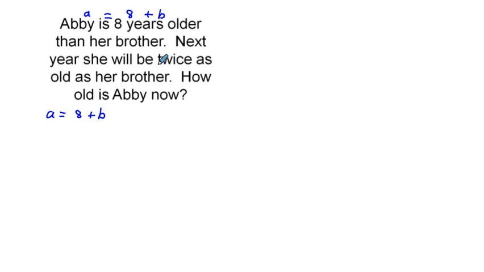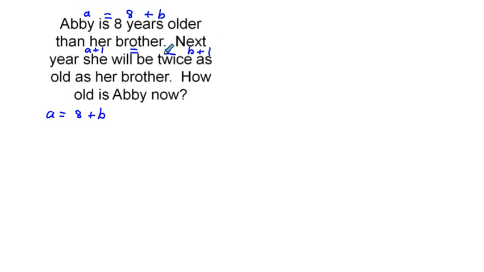Okay, the next one we're going to have: next year, she will be twice as old as her brother. So this time for our equal sign in this next sentence, "will be" is our equal sign. And next year, what do we have? Well, Abby, what will she do? She'll grow 1 year older. So to the left of the equal sign, we have A plus 1. And to the right of the equal sign, we have twice, or 2 times as old as her brother. And her brother next year is going to be how old? Well, B plus 1 years old.